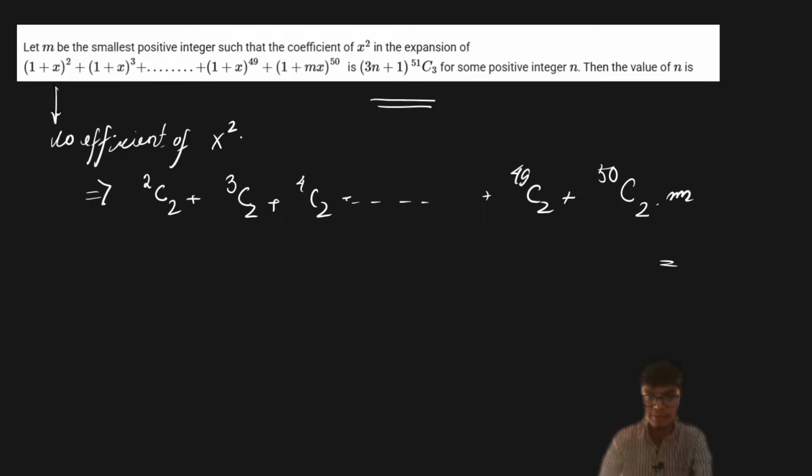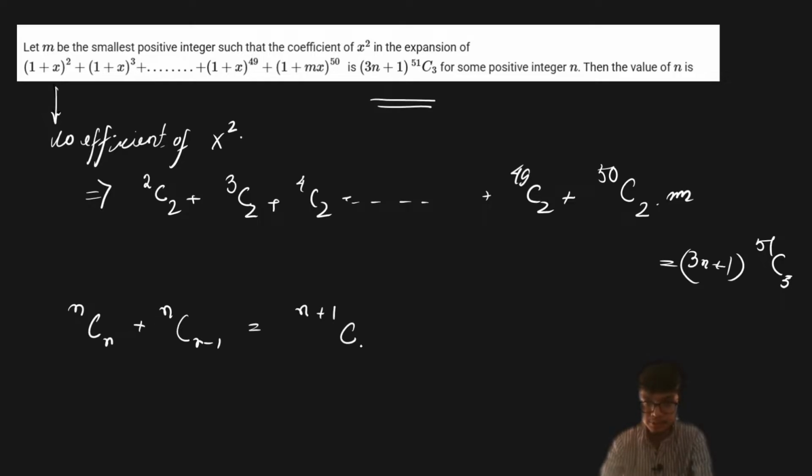And that is basically given as 3n plus 1 times 51C3, right? Now if you recall, one of the most important properties of binomial coefficients is that nCr plus nC(r minus 1) can be given as (n plus 1)Cr. I hope this is clear to all of you, right?